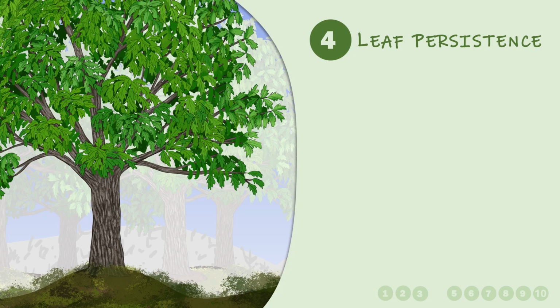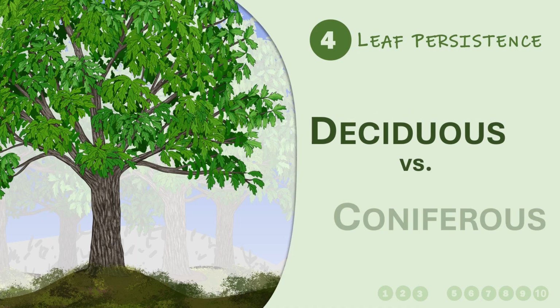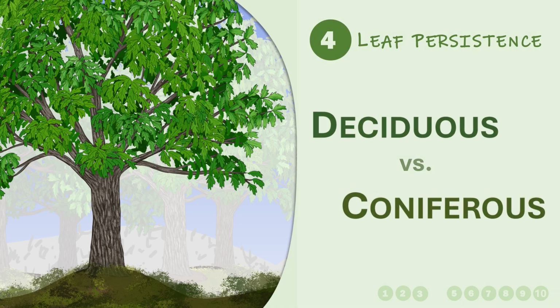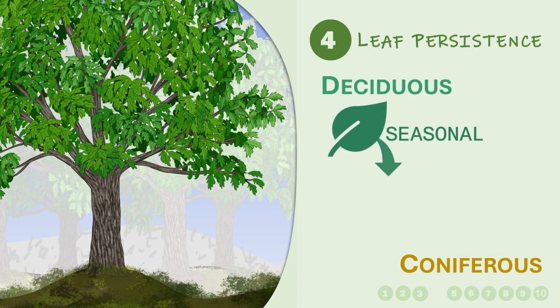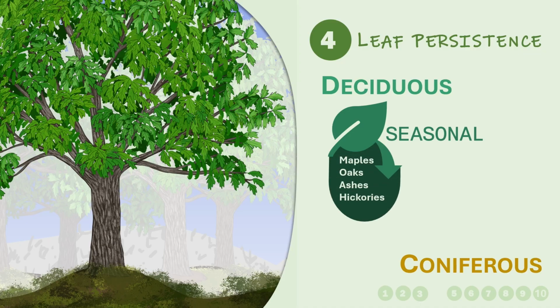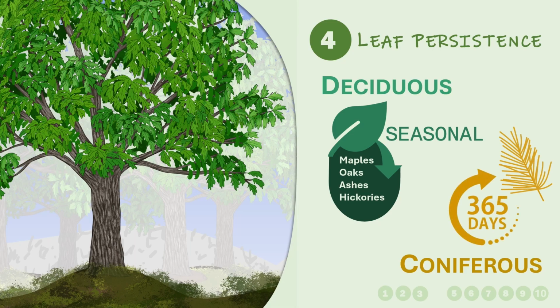There are two main groups of trees which generally align with leaf persistence: deciduous and coniferous. Deciduous trees typically have broad leaves and will drop those leaves every year in the fall. Examples of deciduous trees are maples, oaks, ashes, and hickories. In contrast, coniferous trees, also called conifers or evergreens, have thin, needle-like or scale-shaped leaves that remain on the tree year-round, keeping them evergreen. Conifers include pines, spruces, and cedars.